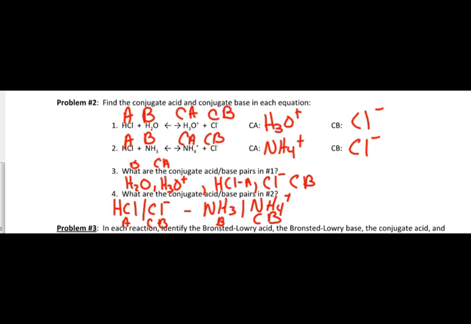So in number three, it says, what are the conjugate acid-base pairs? So if you have an acid, which the acid in number one is HCl, what would be its pair? Who would it pair up with? The HCl, which is the acid, would mean that the Cl negative would be the conjugate base, and the water here would be the base. So its conjugate acid pair would be H3O plus.